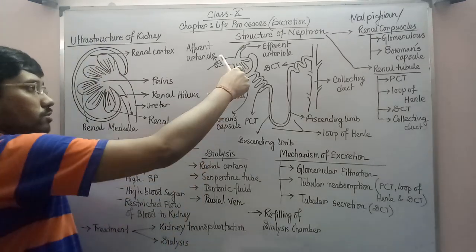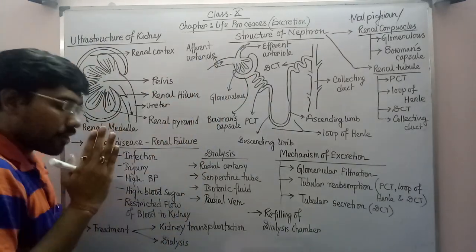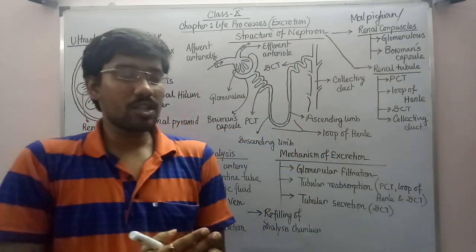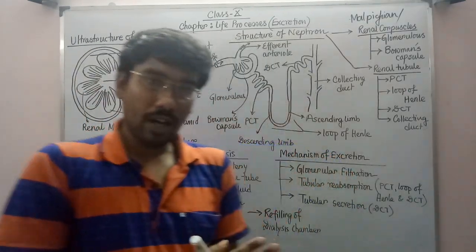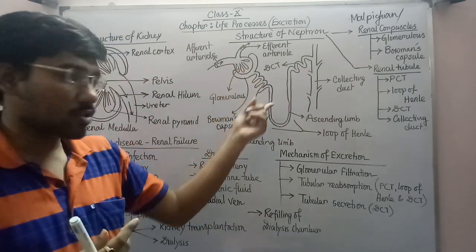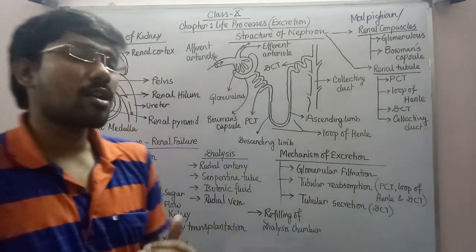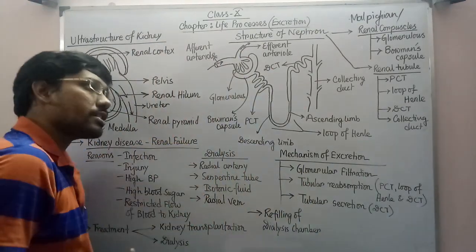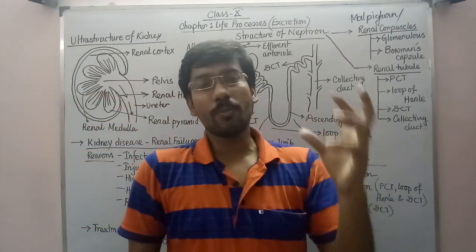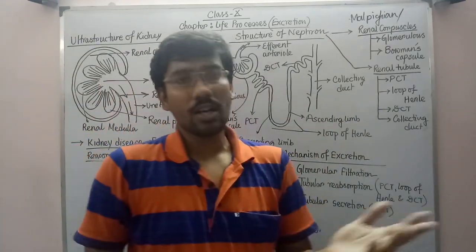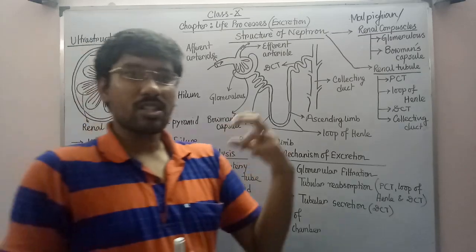First of all, the filtration from the glomerulus to Bowman's capsule. At that time various essential substances as well as non-essential substances, that is toxic substances, have come. Obviously the main target is to release the toxic substances, but with that several essential substances like glucose and amino acids have come into the PCT. In the PCT region, the major percentage of the essential substances has been reabsorbed and water has been reabsorbed, so that the concentration of the urine starts increasing.